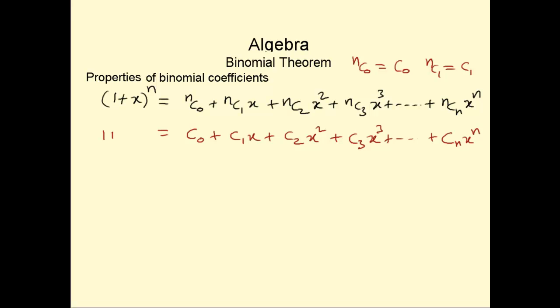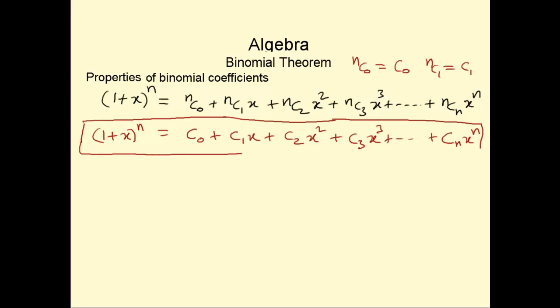So this is the expansion of (1 + x)^n, and whenever there is no number here, that means it's n. So nC0, nC1, nC2, nC3, and so on. So we can use this expression here and we can deduce a lot of properties for the binomial coefficients, meaning the properties of C0, C1, C2, and so on till Cn.